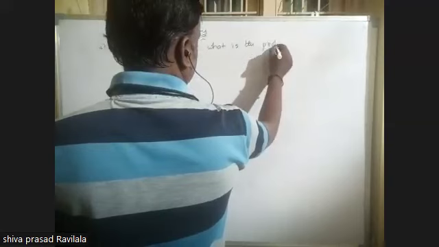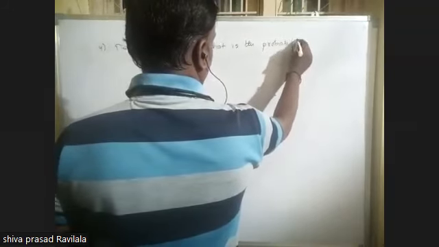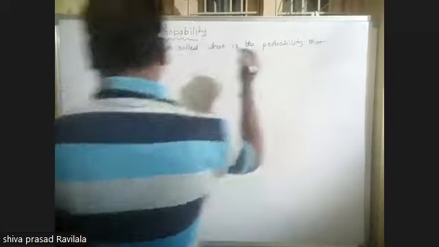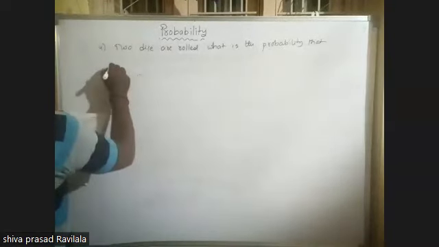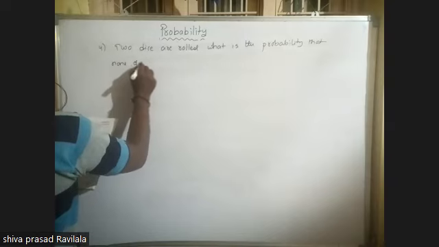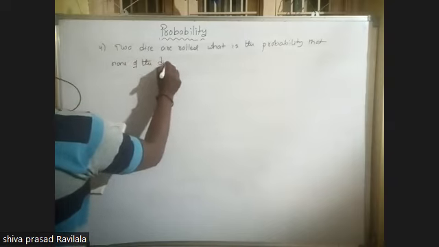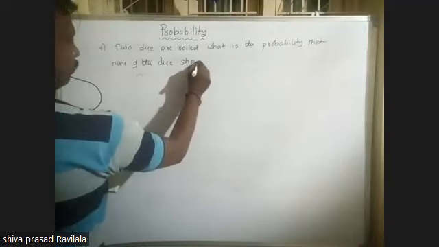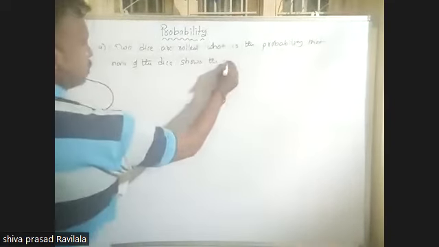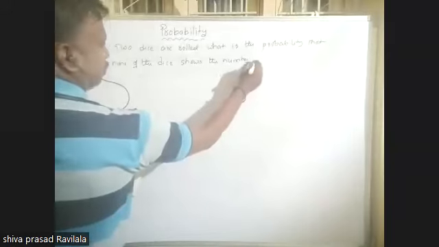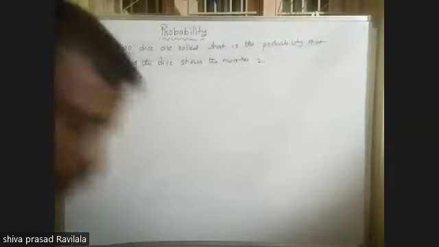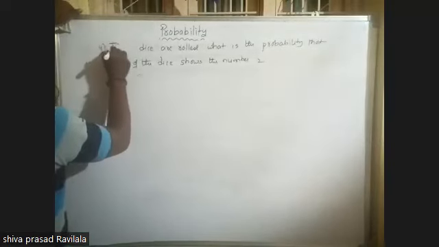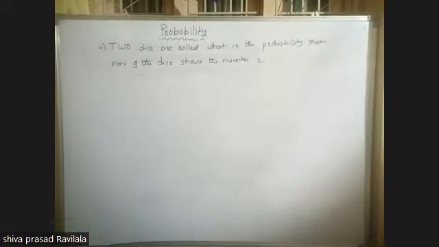Dice question. What is the probability that none of the dice shows the number 2? When 2 dice are thrown, what is the sample space?